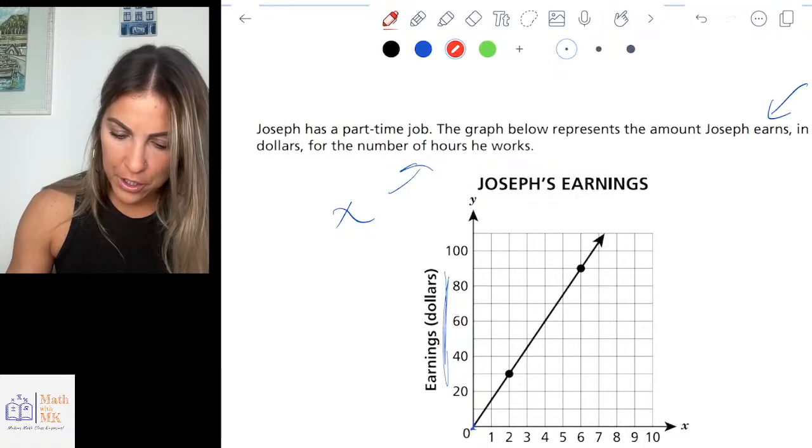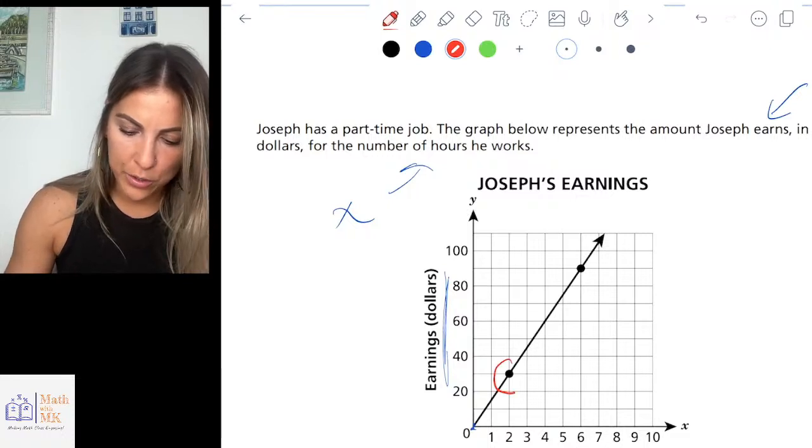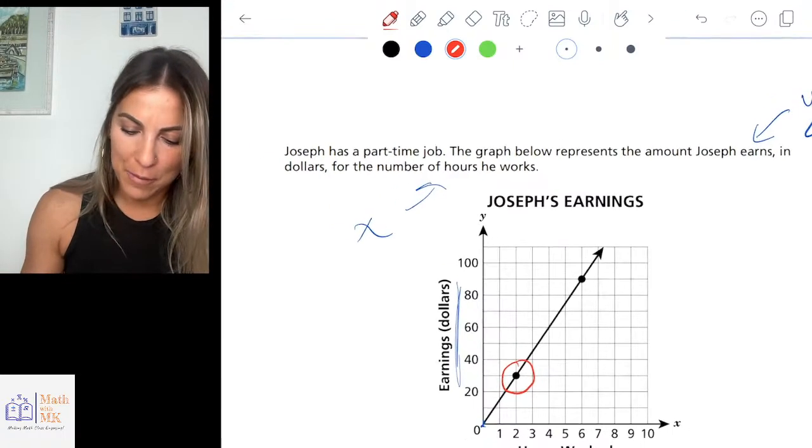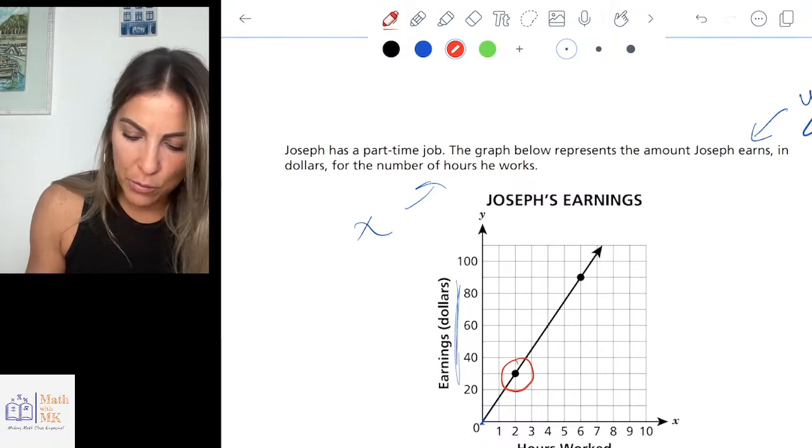Is there any other one on here? No. So we're going to have to pick one of these. So I'm going to go with the lower one because the lower the point, the less you have to simplify the fraction. All right. So this point right here, let's make sure we can read it.